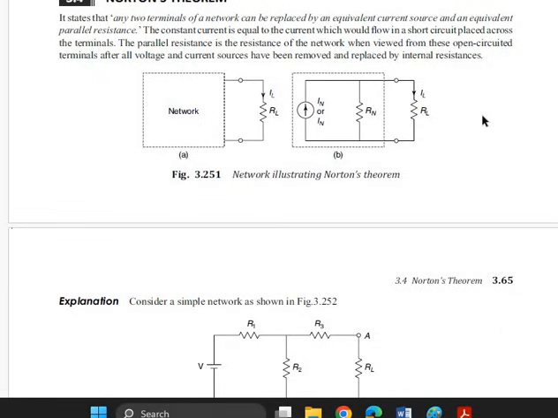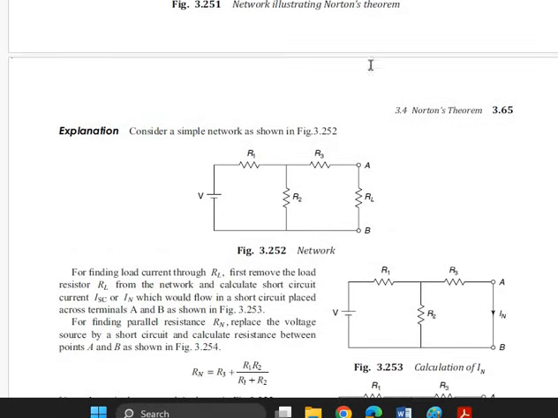The constant current is equal to the current which would flow in a short circuit placed across the terminals. The parallel resistance is the resistance of the network when viewed from these open circuited terminals after all voltage and current sources have been removed and replaced by internal resistance.